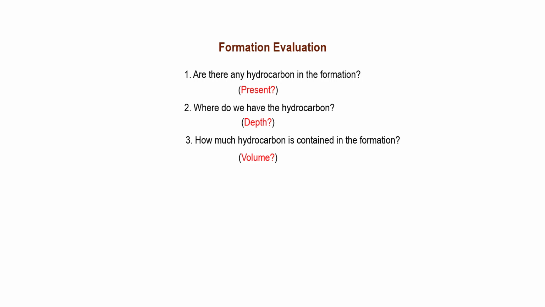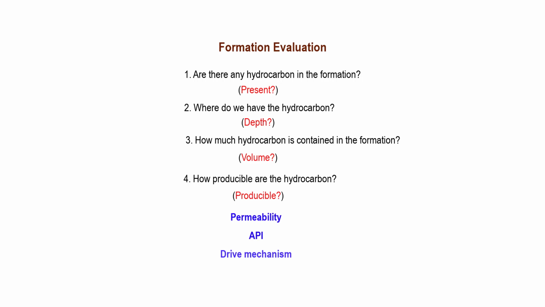And lastly, how producible is the hydrocarbon? This is the most difficult question to answer because the permeability of the reservoir must be known, and the API of the hydrocarbon must also be known because it will tell us if the hydrocarbon is heavy or light. And then, what type of drive mechanism can be used to move hydrocarbon towards the well bore and up to surface? So all this information must be provided before attempting this key question. In the next video, I will walk you through well logging.